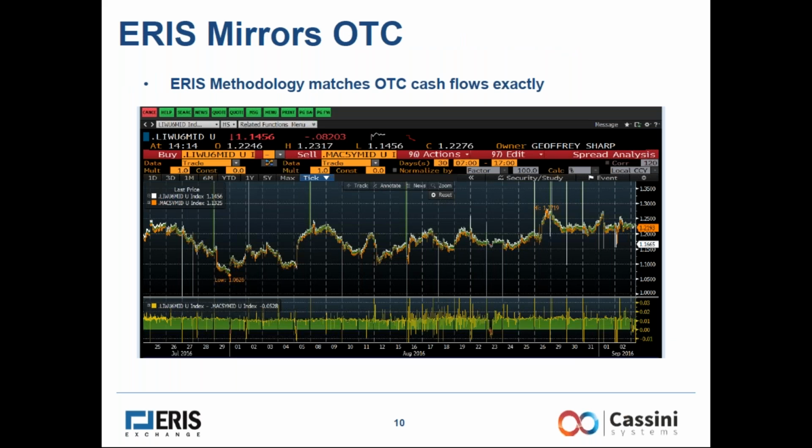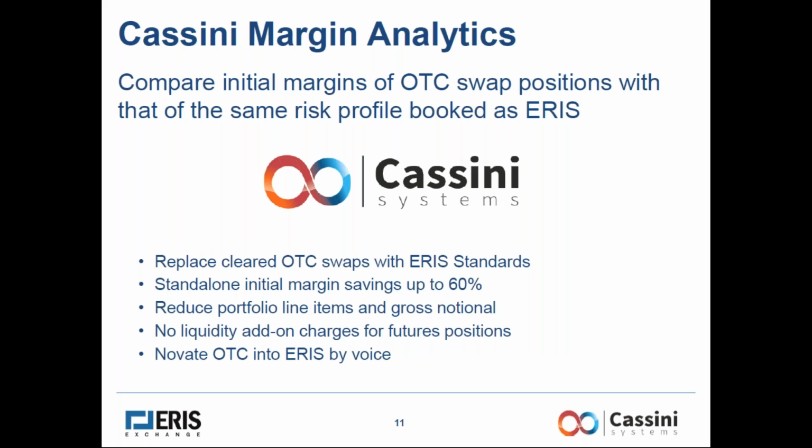This chart shows tick data from late July to early September for the Eris 5-year versus the OTC 5-year. It illustrates how a trade in Eris 5-year would have mirrored the same trade in 5-year OTC swaps. This leads me to why Eris has partnered with Cassini and the service we're showcasing today.